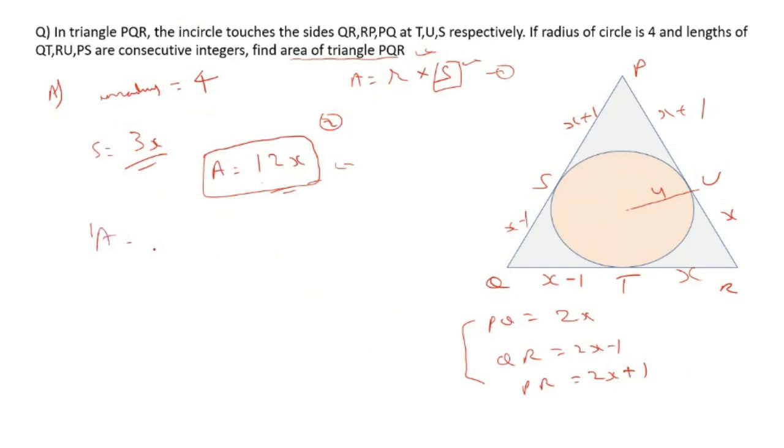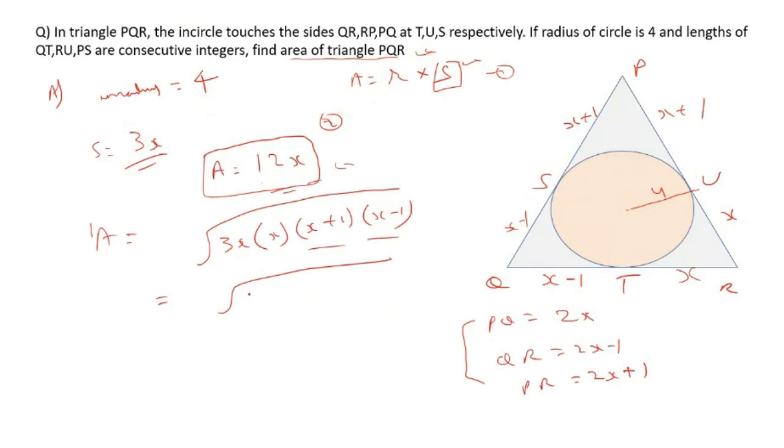So Heron's will be s is 3x, and you just have to take the gaps of this. So basically, a is equal to 3x minus 2x plus 1 will be x plus 1, and this will be x minus 1. Okay, so again combining x plus 1, x minus 1, this is basically 3x square into x square minus 1. And again, this is the area, and this should be equal to 12x, right?